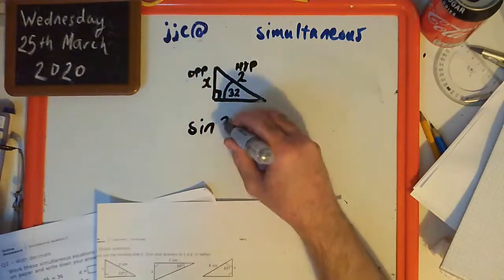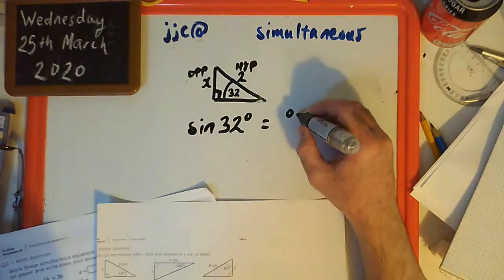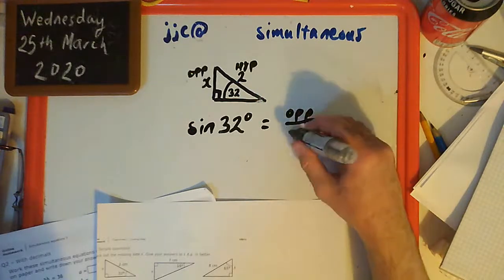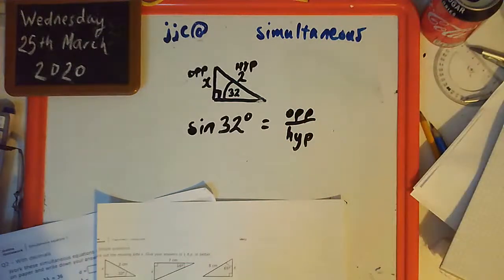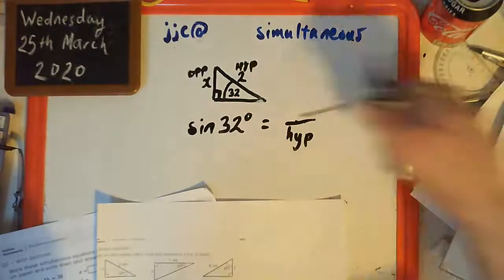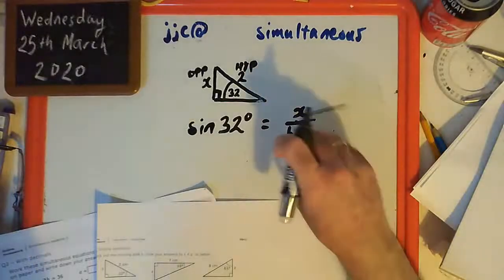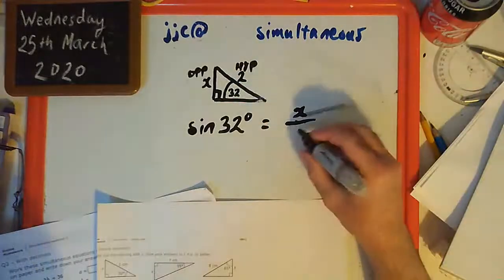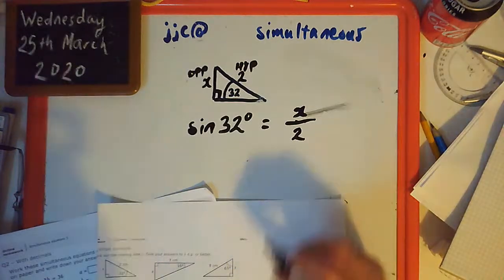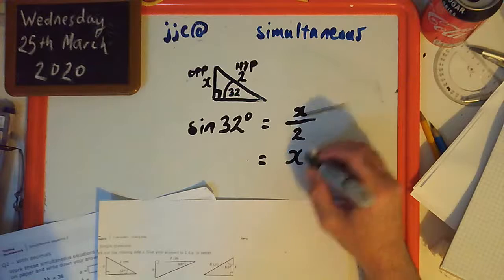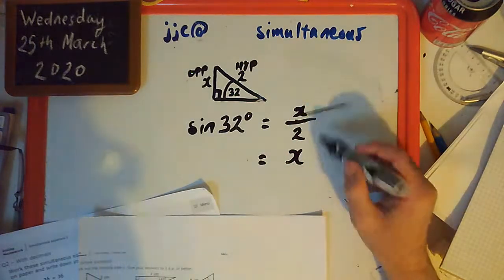So the sine of the angle 32 is equal to the opposite over the hypotenuse, and the opposite is X in this case, and the hypotenuse is 2 in this case. So sine of 32 equals X over 2. Now I'm trying to figure out what X is rather than X divided by 2. So I want to multiply that by 2 to get a whole X.